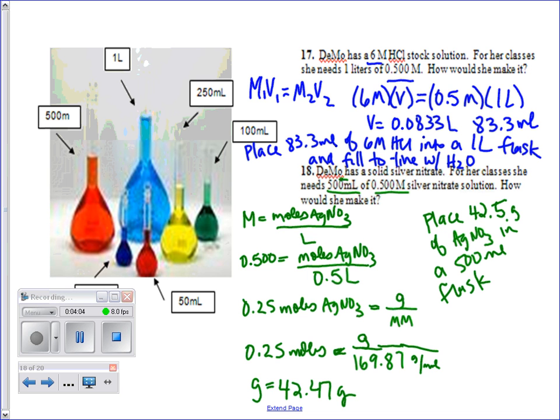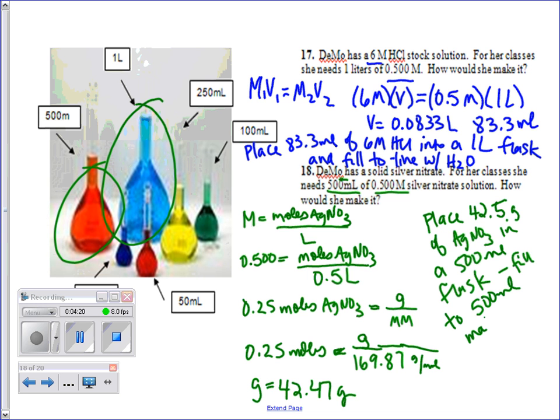You can see over here to the left, you've got all sorts of flask sizes. Here's our liter that we used in problem 1. This is the 500 ml flask we're using now. We're going to place those grams in that flask and then fill to the 500 ml mark with distilled water. And that's how you make your solutions. So you can definitely expect to see something like this on your test.